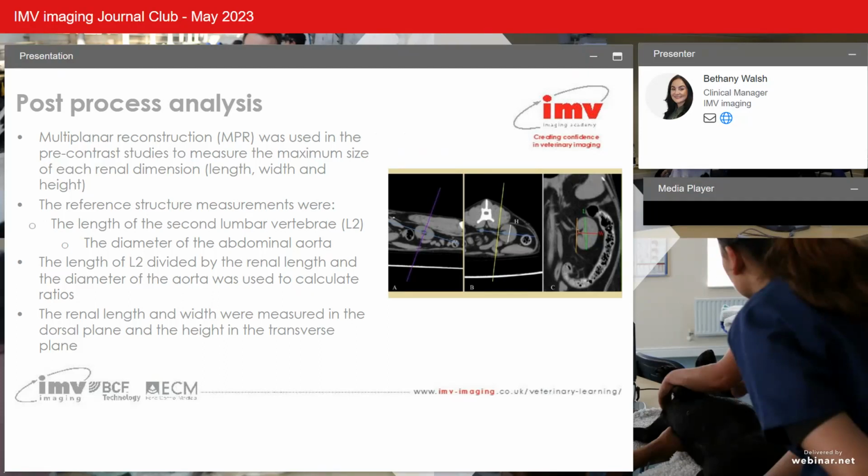For the post-process analysis, they used a multiplanar reconstruction, which is MPR, in the pre-contrast studies to measure the maximum size of each renal dimension, which is the length, width, and height. The reference structure measurements were the length of the second lumbar vertebra and the diameter of the abdominal aorta. The renal length was divided by the length of L2, and the diameter of the aorta was used to calculate the ratios. The renal length and width were measured in the dorsal plane and the height in the transverse plane.